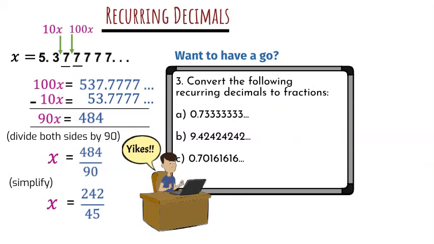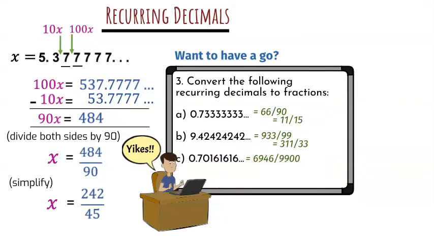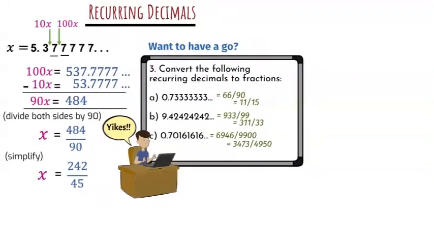Let's see how you got on with those then. You should have got 66 over 90, which simplifies to 11 over 15. 933 over 99, which simplifies to 311 over 33. And then, I'm not even going to read this number out. You can see for yourself, really, really tricky, nasty number. Well done if you did part C. That was very hard.